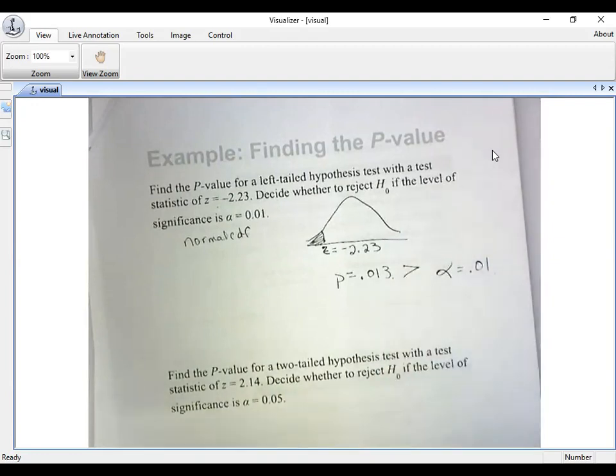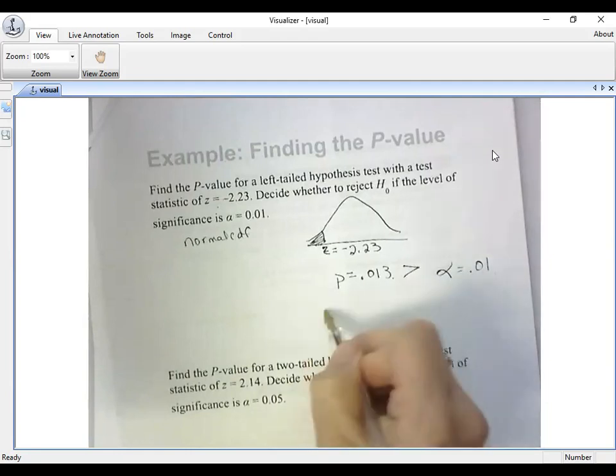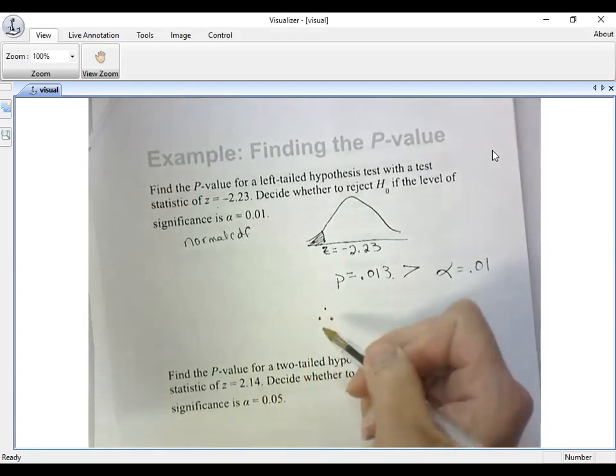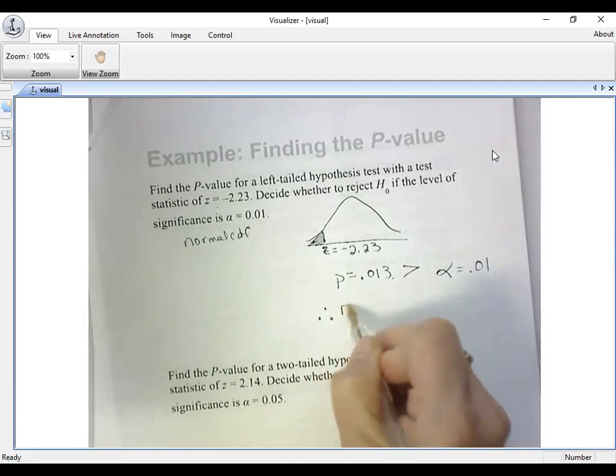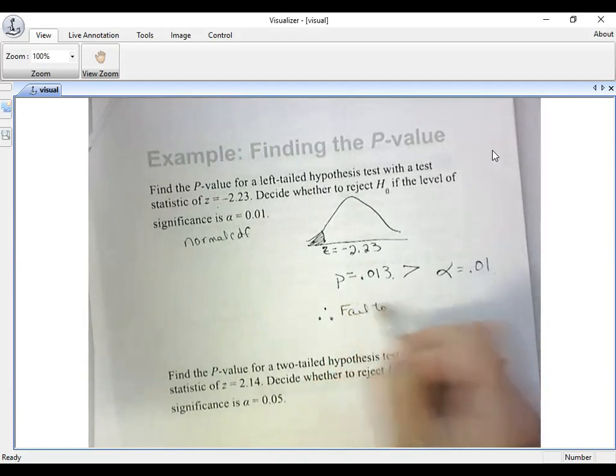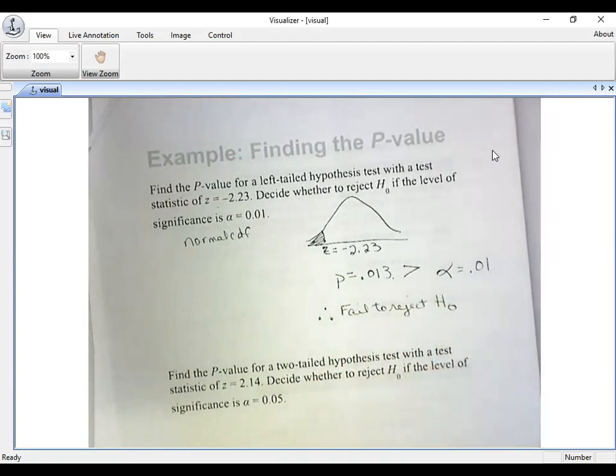And if p is greater than alpha, what is going to be my decision? Say it again. I will fail to reject the what? The null hypothesis. Okay? That's not too hard, right?